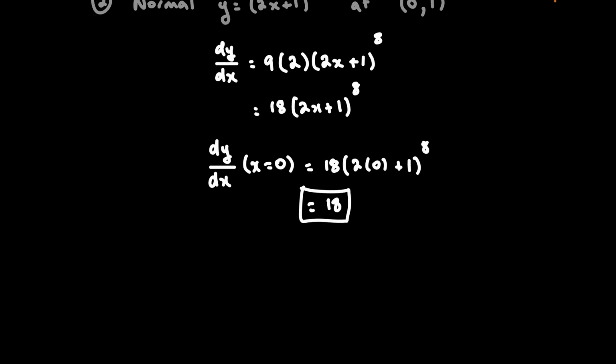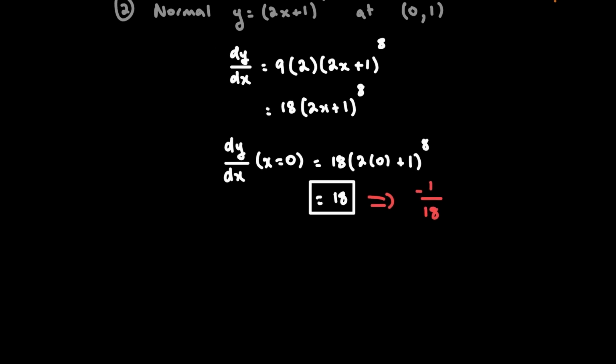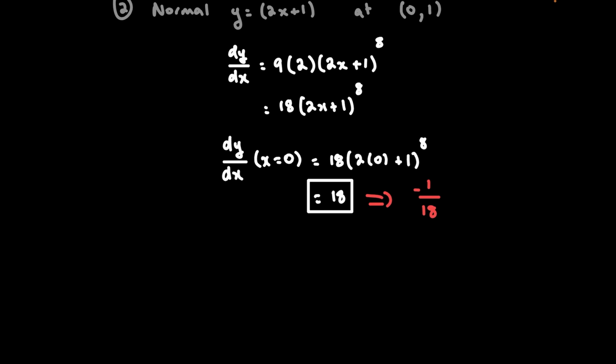And again, we don't care about this gradient. This gradient gives us the gradient of the tangent. Do I care about the tangent? No, I don't. I care about the normal. To work out the gradient of the normal, all I'm going to do is take the negative reciprocal. The negative reciprocal of this is minus 1 over 18. That is your normal gradient. So we know the equation of our line for the normal curve is y equals negative 1 over 18 x plus c, because we just worked out the gradient.